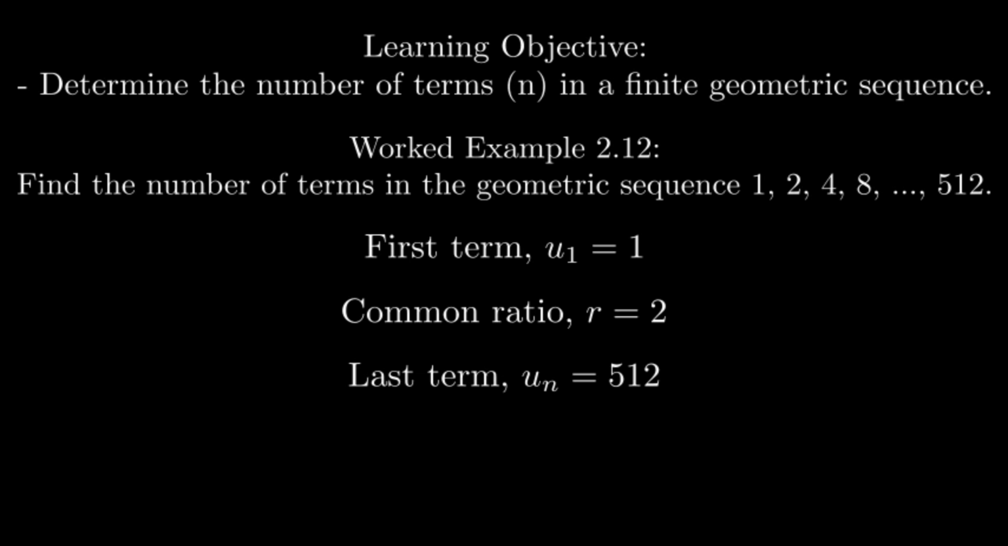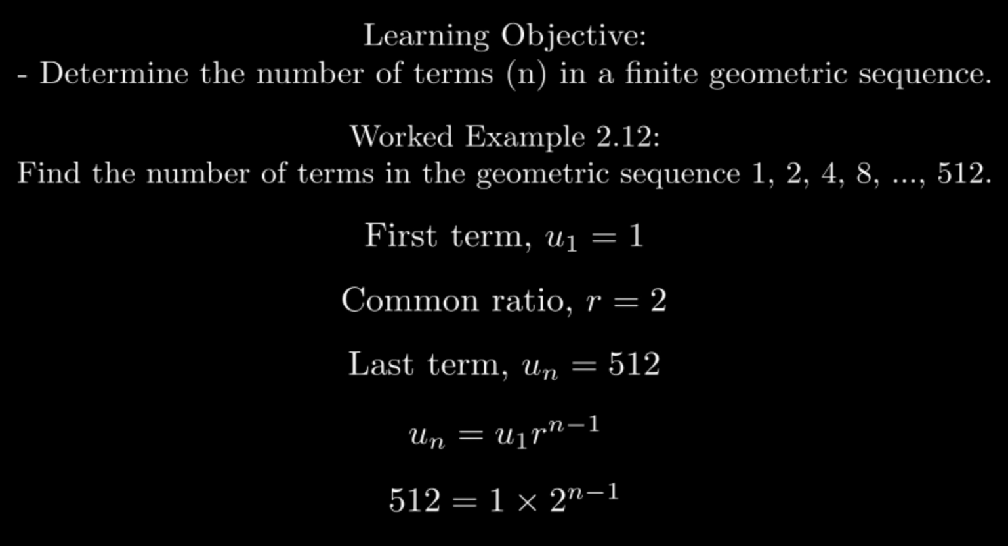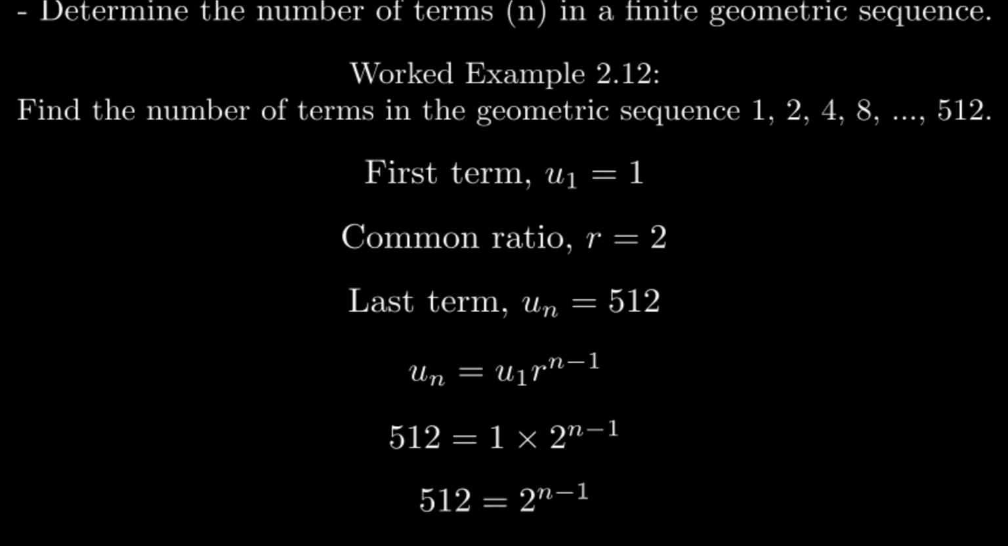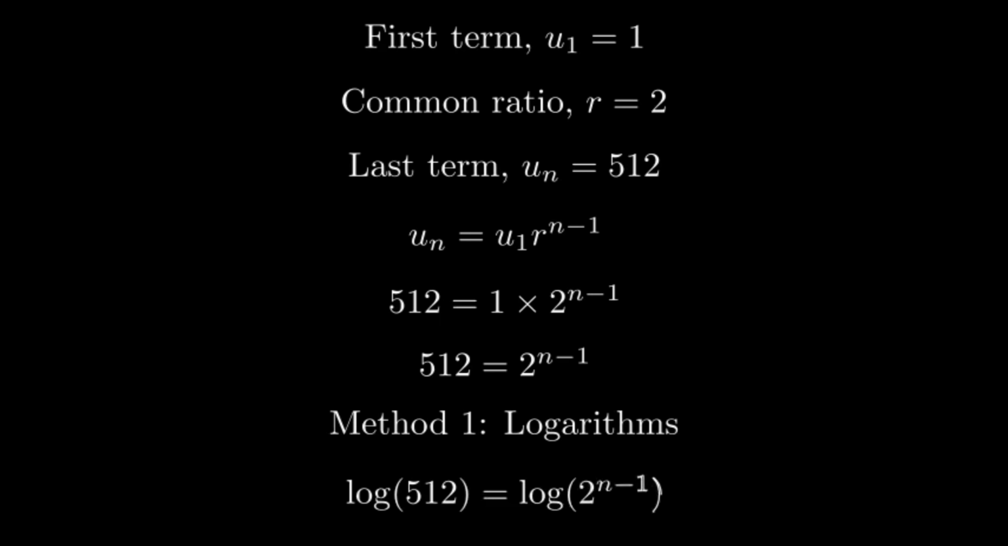We'll use our standard formula, u sub n equals u sub 1 times r to the n minus 1, and plug in everything we know. Substituting our values, we get 512 equals 1 times 2 to the power of n minus 1. This simplifies nicely. We have the equation 512 equals 2 to the power of n minus 1. Now we need to solve for n. There are a couple of ways to do this. If you're familiar with powers of 2, you might recognize 512. If not, we can use logarithms. One way is to take the logarithm of both sides.